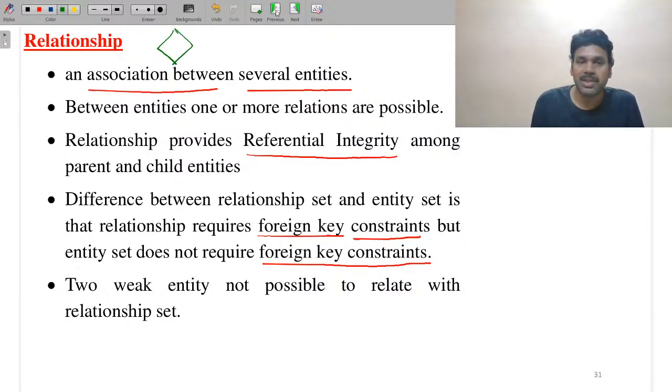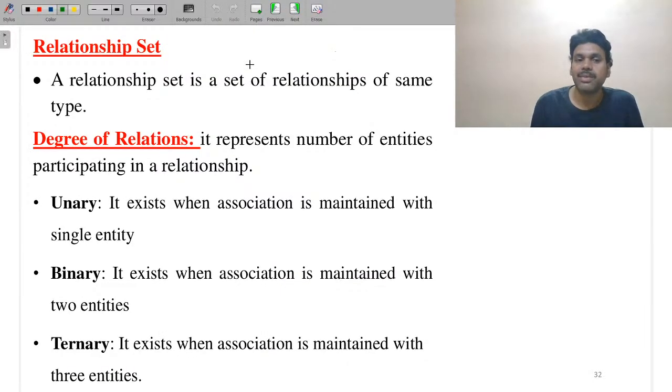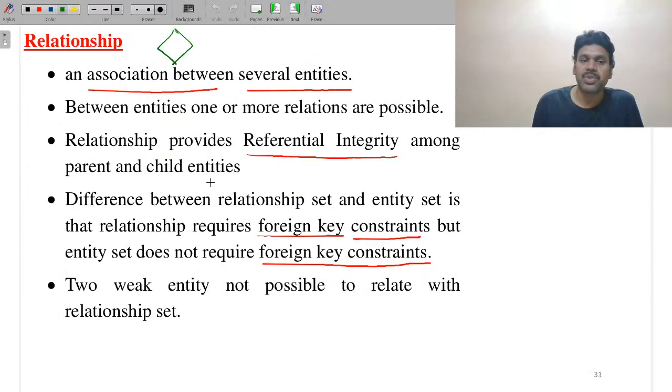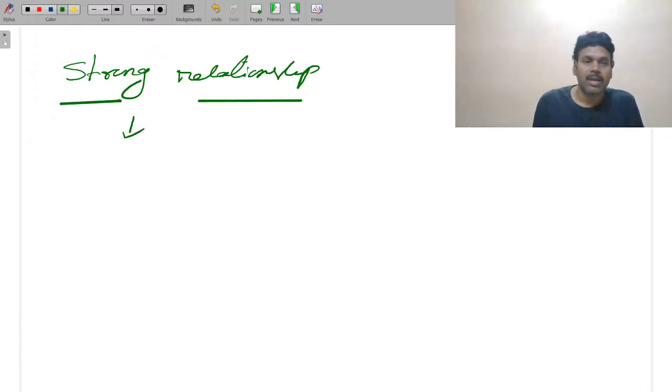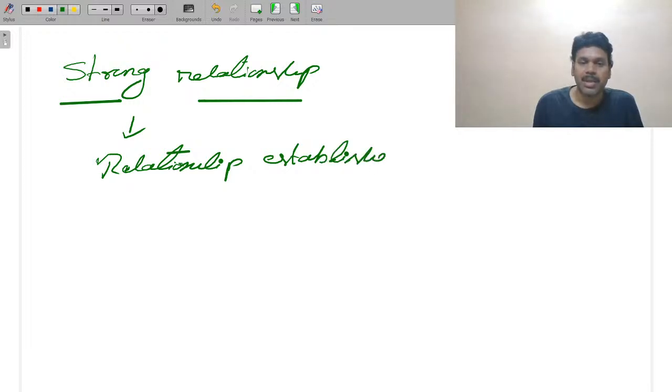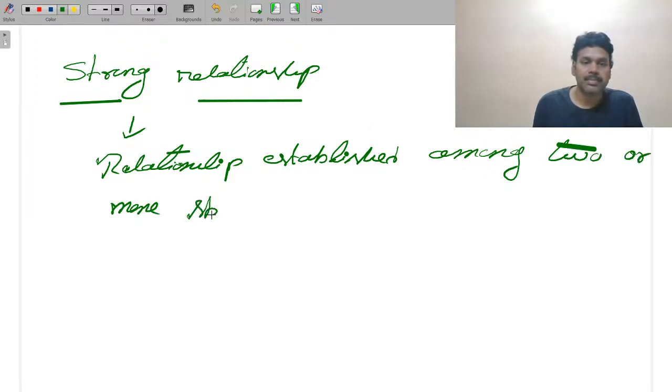There are two kinds of relationships. One is strong, the other one weak. When you talk about the strong relationship, this is a strong relationship. The relationship is established among two or more strong entities.